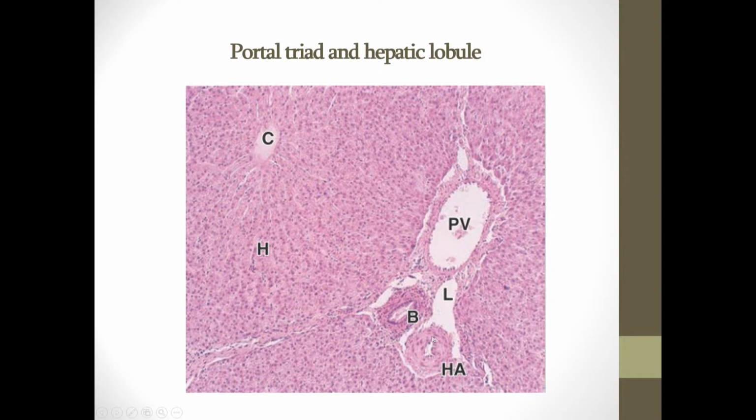Hepatic artery. Yes, it's a hepatic artery, a small hepatic artery is here. Then what is this? Portal vein, a branch of the portal vein, bile duct here, and lymph vessel.